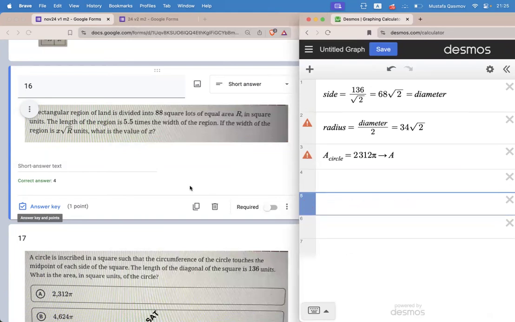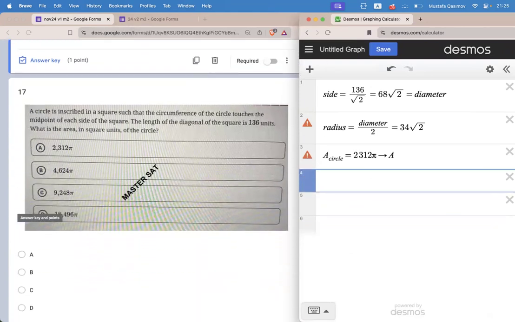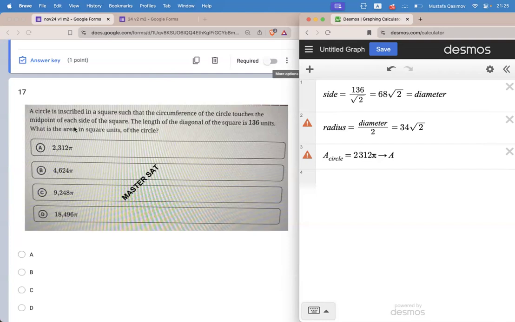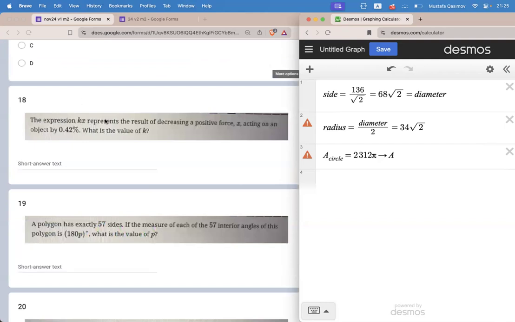Any question from 17? Last year, I saw a lot of questions related to circumscribed square, circumscribed rectangle, and so on. So probably you will also see a question related to that one.